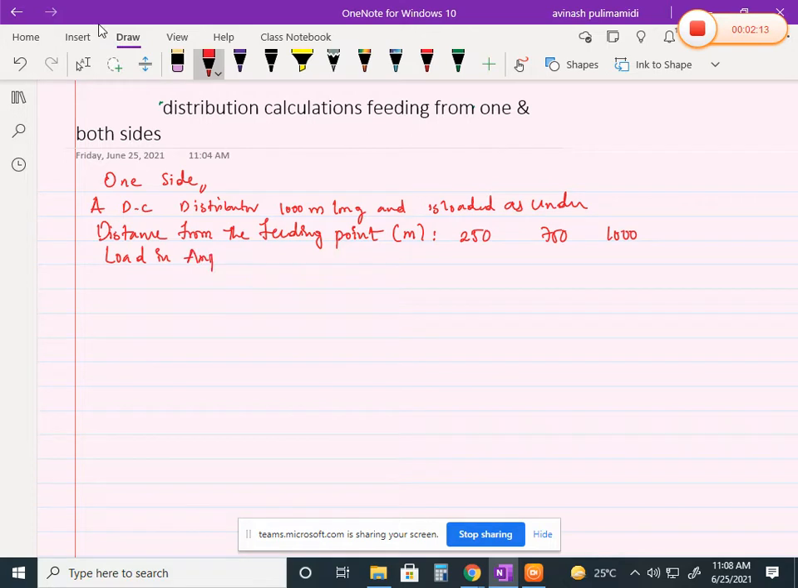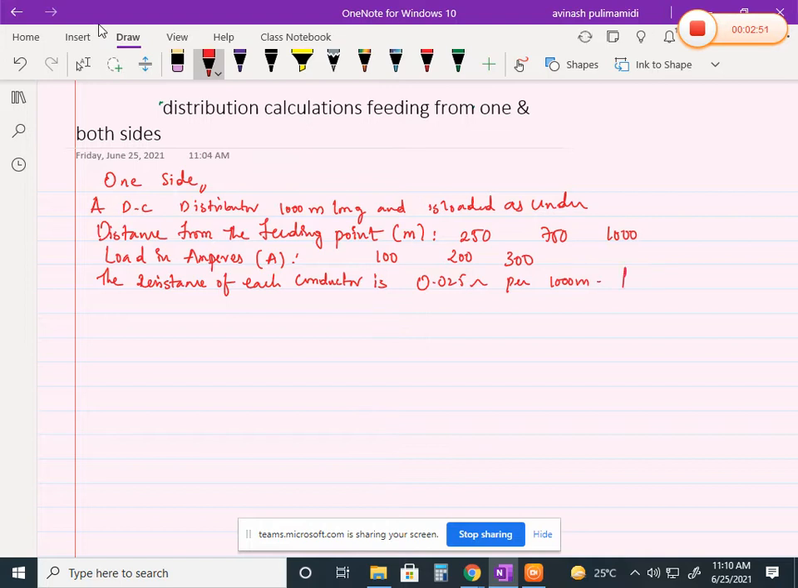Then load in amperes is 100 amperes, 200 amperes, and 300 amperes. The resistance of each conductor is 0.025 ohms per 1000 meter.